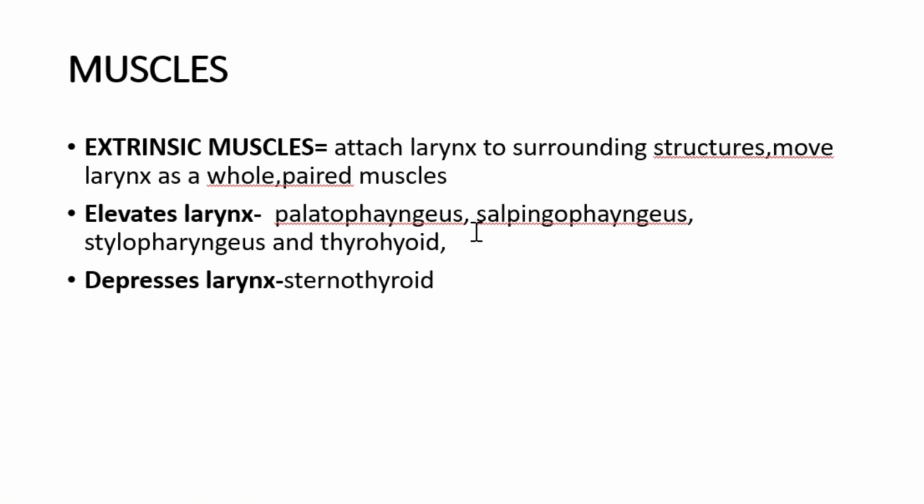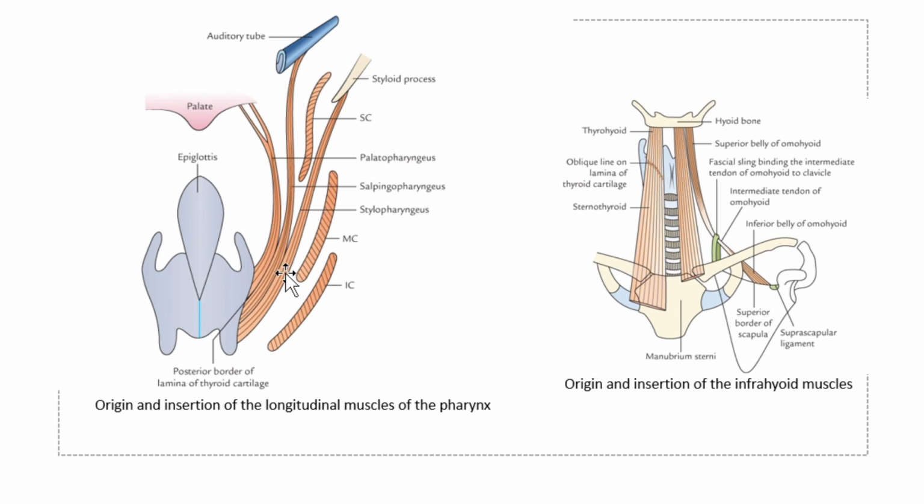So palatopharyngeus, salpingopharyngeus, stylopharyngeus and thyrohyoid, they are attaching above the larynx, so they are elevating. Depressing is because the sternum is below the thyroid, so sternothyroid is basically depressing the larynx. So these are the muscles. You can see the palatopharyngeus, salpingopharyngeus, and stylopharyngeus elevating, and the sternothyroid muscle is depressing, and this is one of the muscles, the thyrohyoid muscle, which is also part of the extrinsic muscles. So not much work, only names are important here.